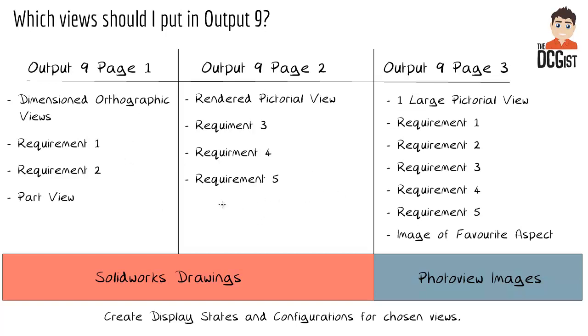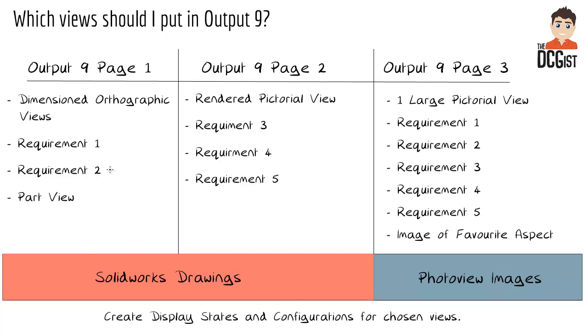So page 1 and page 2, as I said, is very similar to output 5, and they are Solidworks drawings. Okay, you're going to have a dimensioned orthographic view, elevation, plan, and end view of your artifact, exactly the same as in output 5. And then it changes slightly in terms of emphasis from what we looked at in output 5.